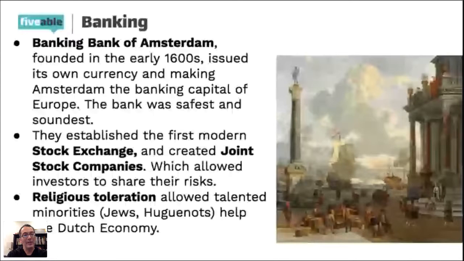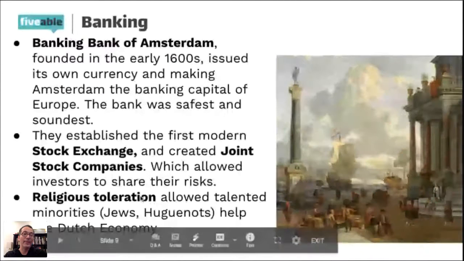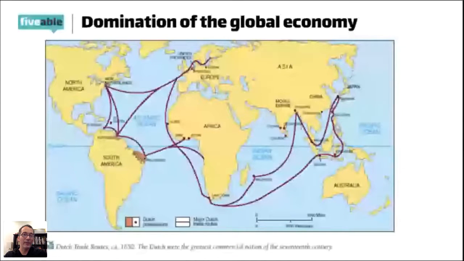And also, if you want to connect to that, religious toleration allowed them to get a lot of talented people to come to the Netherlands, such as Jews who were deported from Spain in 1492, or Huguenots who were thrown out of France. So a lot of smart and successful business people came into the Netherlands that other countries kicked out due to religious situations. So yes, in the global economy, the Dutch were basically everywhere.